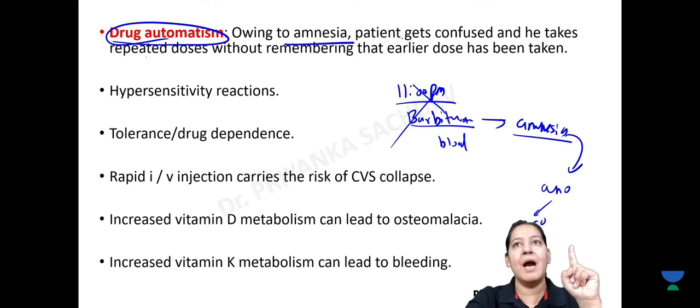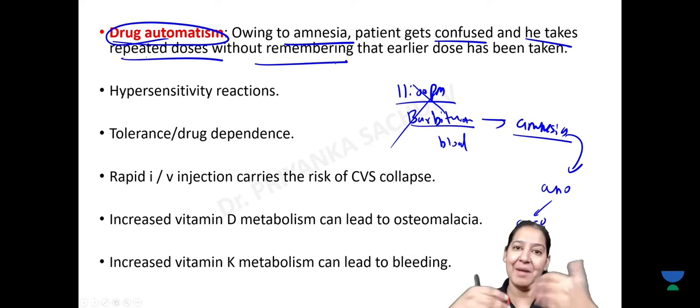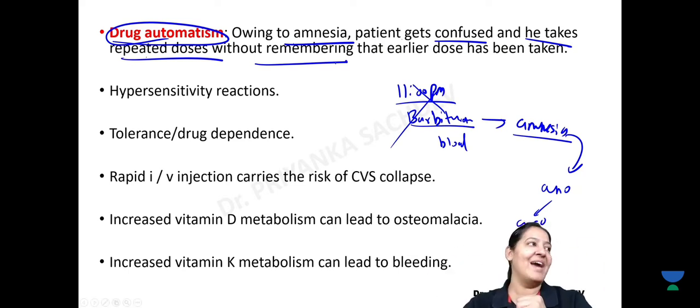Owing to amnesia, the patient gets confused and he takes repeated doses of the same tablet. Give me a thumbs up, and he can die. He can die because of high doses. He can die. So it is a very, very dangerous thing.